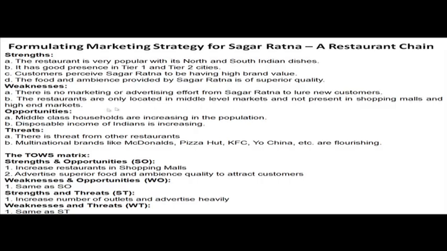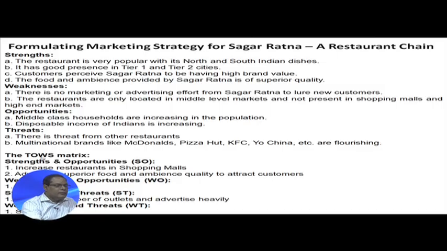The restaurants are only located in middle level markets and not present in shopping malls and high end markets. Opportunities, the middle class households are increasing in the population and disposable income of Indians is increasing. Threats, there is a threat from other restaurants. Multinational brands like McDonald's, Pizza Hut, KFC, Yo China, etc. are flourishing. So, we again have this SWOT, the strengths, weaknesses, opportunities and threats.